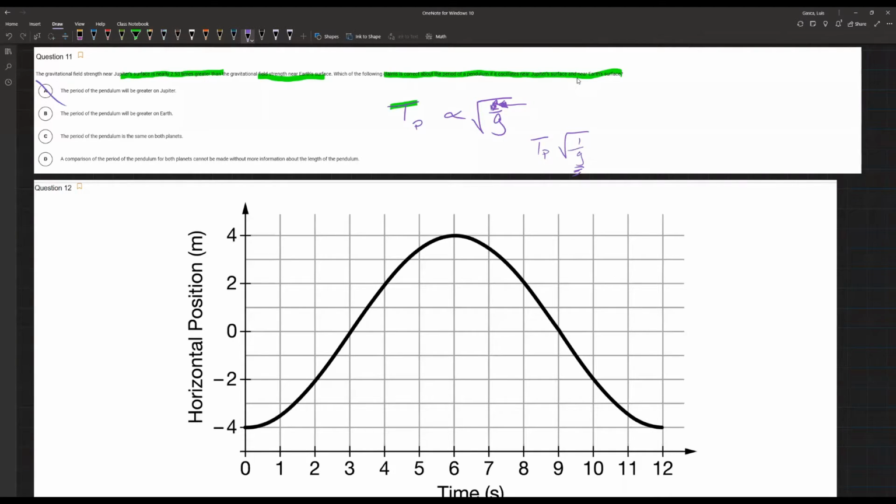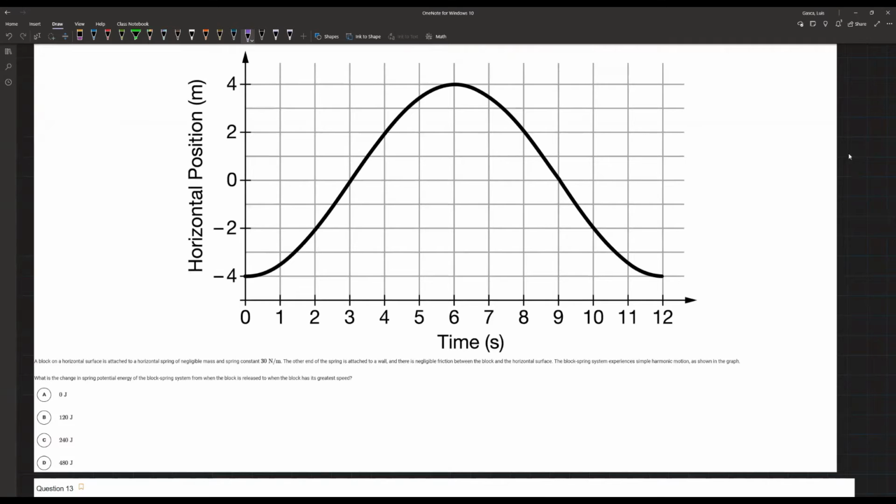So maybe we're thinking the period of the pendulum will be greater on Jupiter. The acceleration due to gravity is bigger, but the period is a fraction with the denominator having that G. So as G gets bigger, the overall fraction gets smaller. So we could say that the period of the pendulum is greater on Earth. We're dividing by a smaller number when we calculate for Earth, so we're going to be getting an overall larger answer than for Jupiter. So there we go.